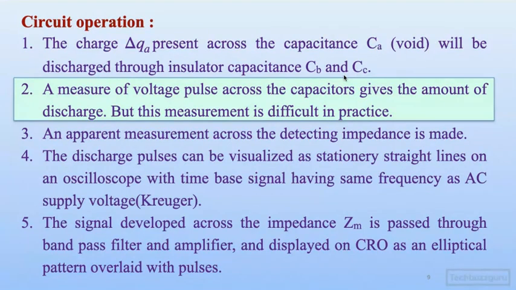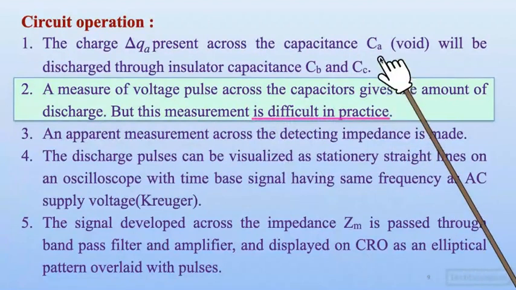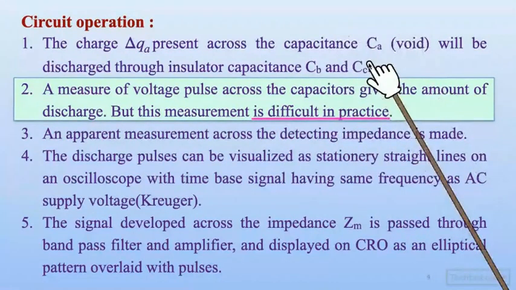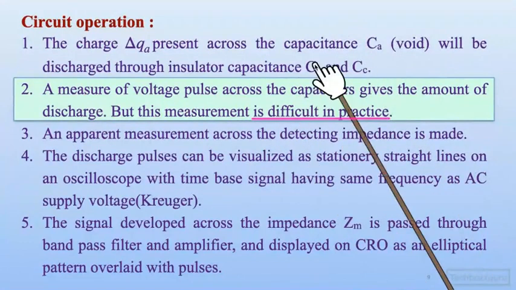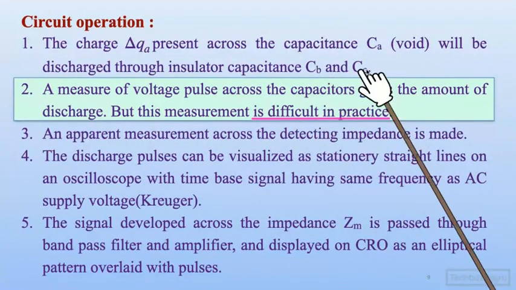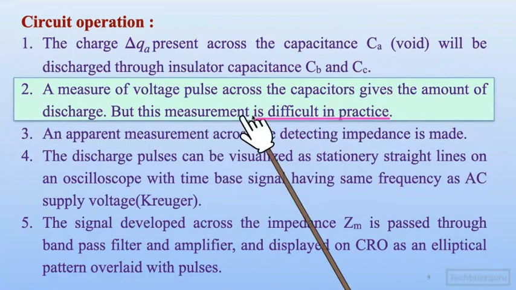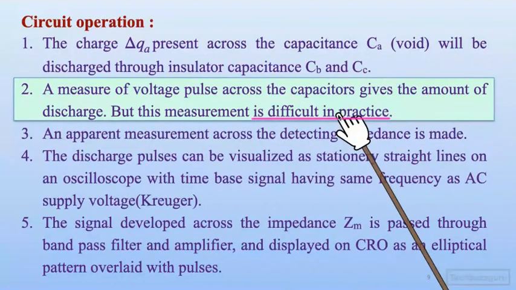But practically, measuring voltage only across CB and CC for an insulator sample is difficult because we don't have isolated capacitors CA, CB, and CC. Rather, they are composite within an insulator. So how do we realize whether the discharge has taken place only across CB and CC and to what extent? So this kind of measurement across CB, CC is difficult. So what are the options available?